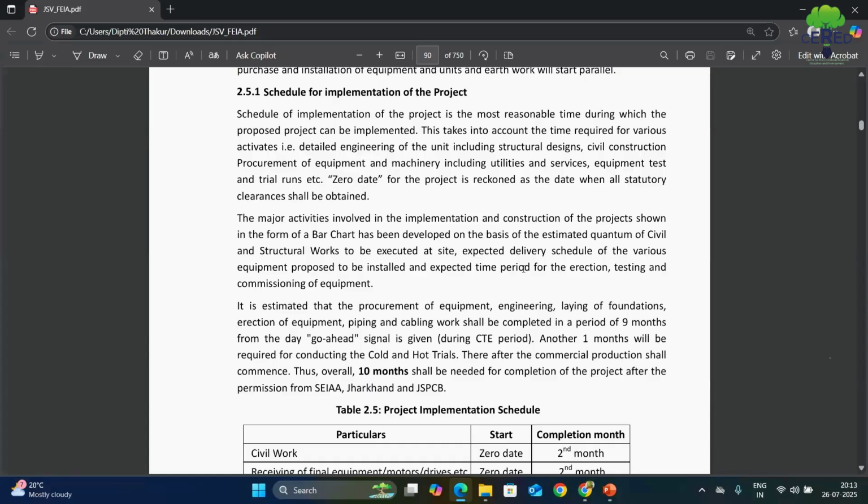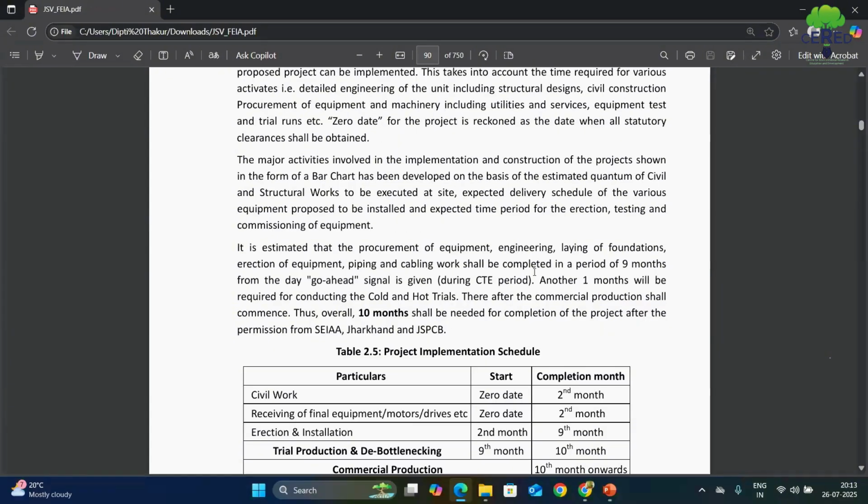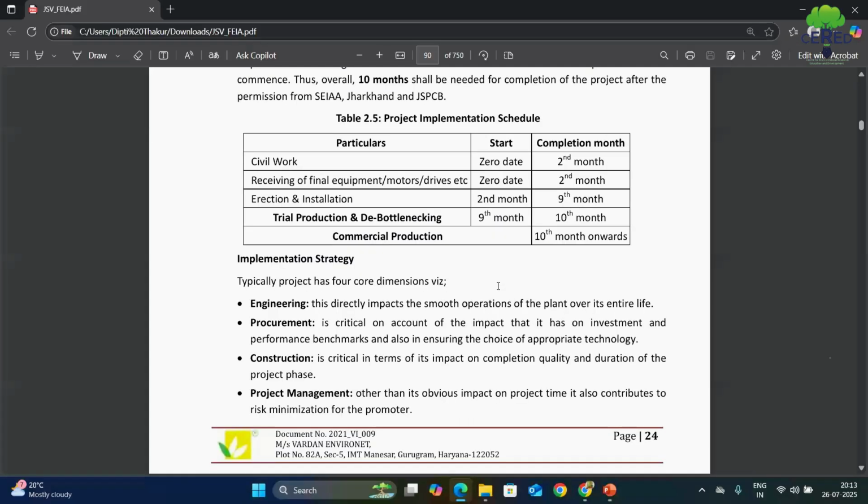And after obtaining CTE, they have to file for the CTO for the operation of their installed industry. And CTO is again the consent to operate. Extremely sorry. The CTE is consent to establish, which we will get after the EC grant, and after CTE grant, we will get the CTO for operation.